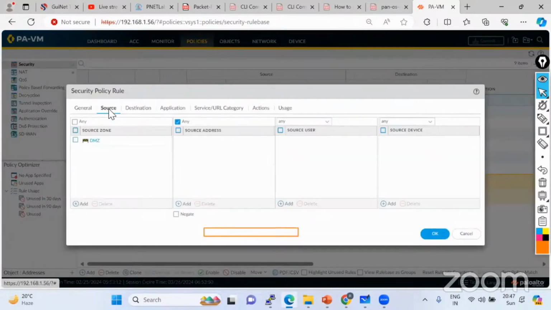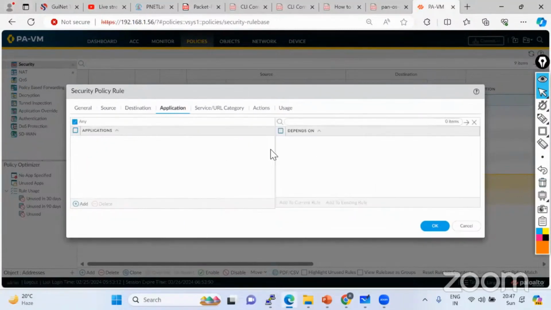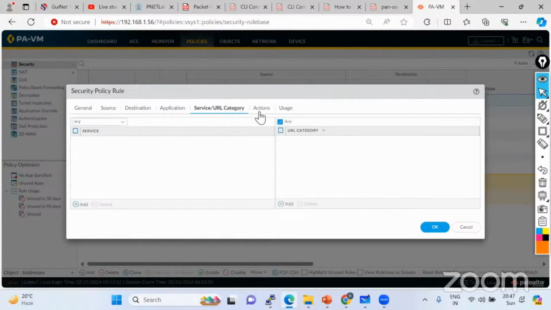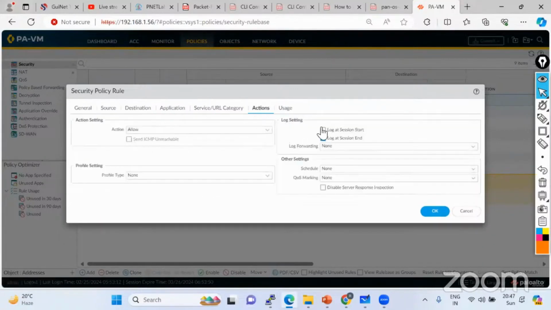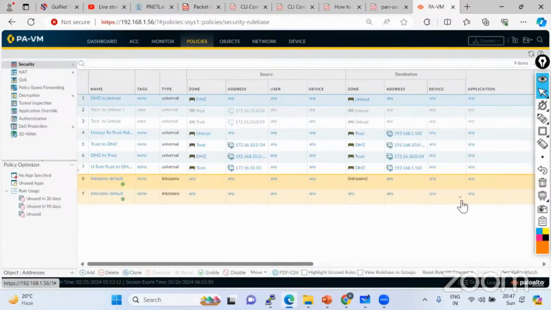This is just one of the previous batch labs where I showed how this configuration was done. You can see we have the zone, the address, the user, the destination IP address, destination zone, destination device, application, services, the action, and different log settings, profile settings, and other settings. At the same time, we have the usage. There is more, and everything we have to understand. Then the policy is going to be configured for your live network.